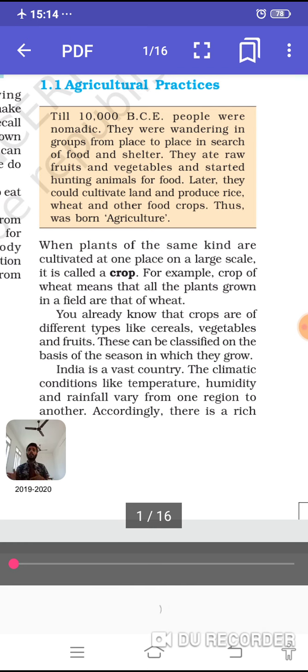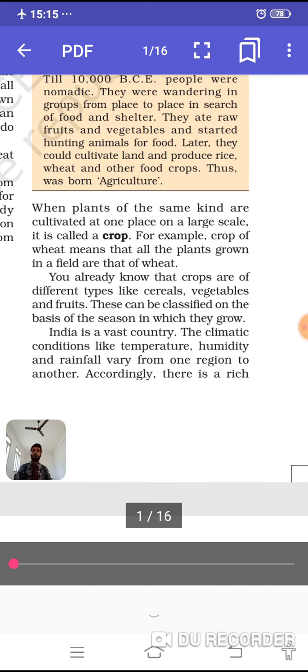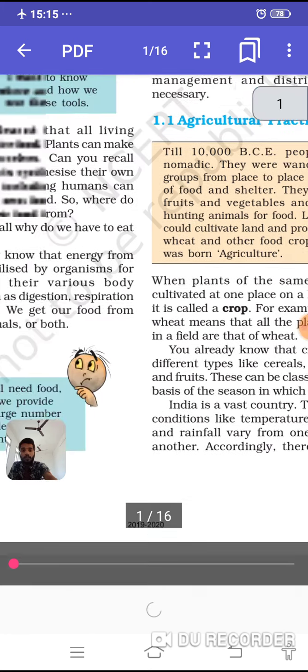So later on, what happened? They could cultivate lands and produce rice, wheat and other food crops. Thus was born agriculture. Later on, they used to cultivate land and produce wheat and rice and all other food crops. At first, when they did agriculture, they didn't have tractors or harvesters. They used to cut their grains with the help of a sickle. They used a plough, using buffalo and carts, to do farming. Nowadays the system has changed, but at that time they used different types of tools while doing the farming.